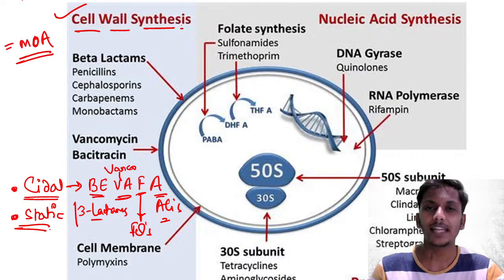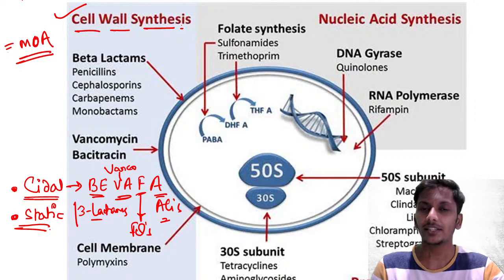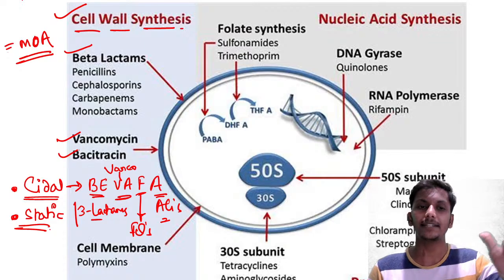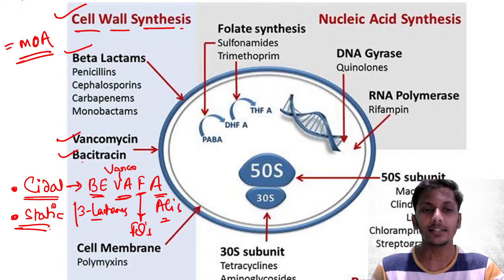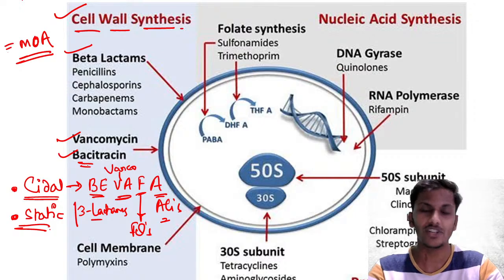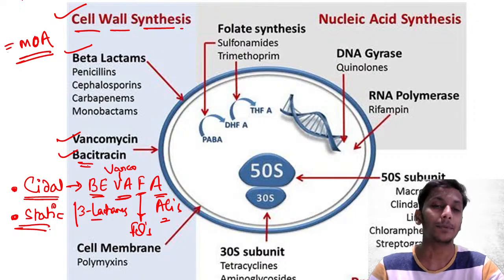So first are your cell wall synthesis inhibitors. And which are the drugs which come under cell wall synthesis inhibitors? The drugs broadly are beta-lactams, vancomycin and bacitracin. So the 3 groups which inhibit the cell wall synthesis are beta-lactams, vancomycin and bacitracin, out of which bacitracin is used only for local purposes. Local or topical application of bacitracin is generally used. Vancomycin we will be discussing in detail in our next upcoming question.